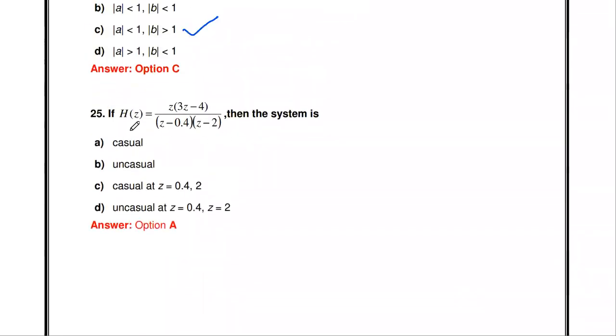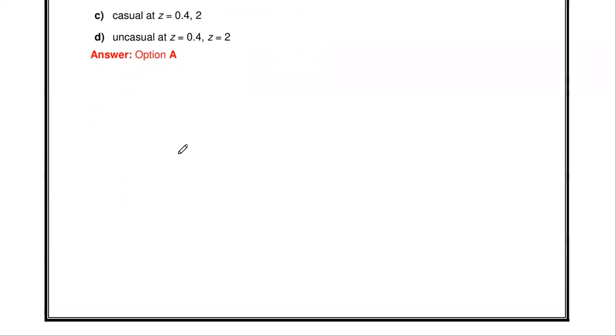And next one: if H(z) is equal to z into this, divided by (z - 0.4)(z - 2), then the system is causal, non-causal, causal at this, or non-causal at this. This system is said to be causal only. Here there are two poles, one is 0.4 and the other is 2. So what is the ROC? The ROC is the exterior part of the circle having radius 2. That's why the system is said to be causal.